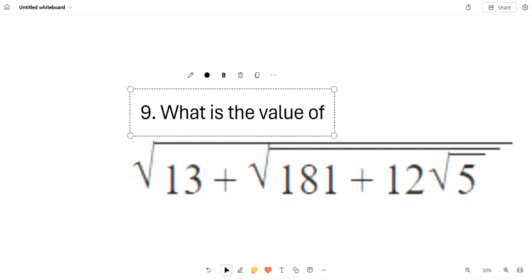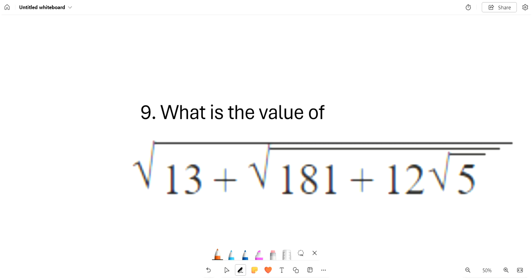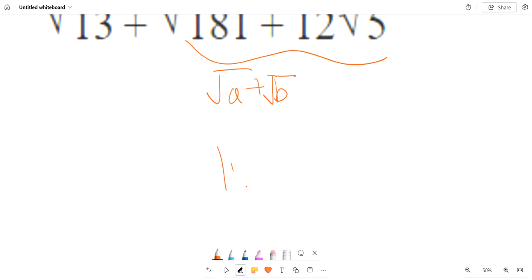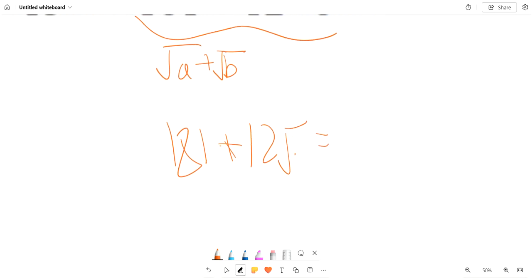Okay, so number 9, we're asked to find the value of root 13 plus root 181 plus 12 root 5. So let's say this number was root A plus root B for some A and B. Then squaring both sides, we get 181 plus 12 root 5 equals A plus 2 root AB plus B.